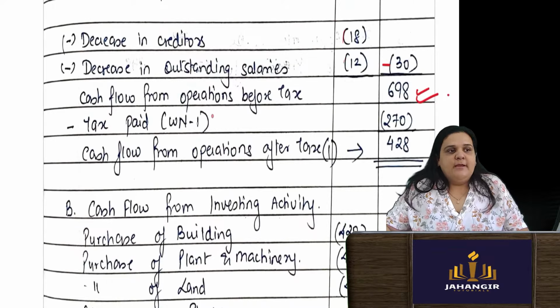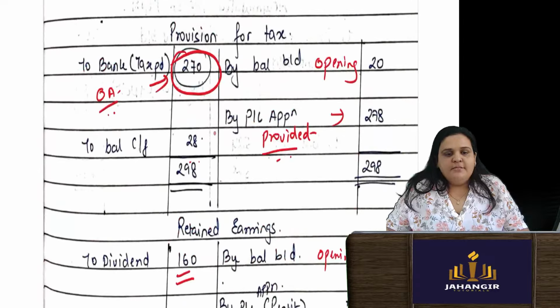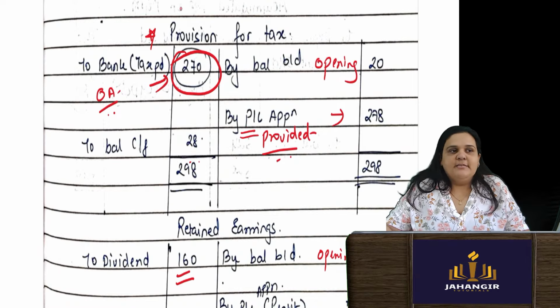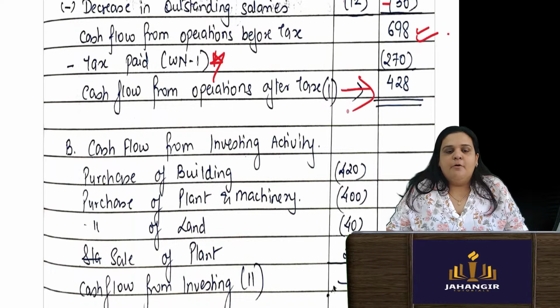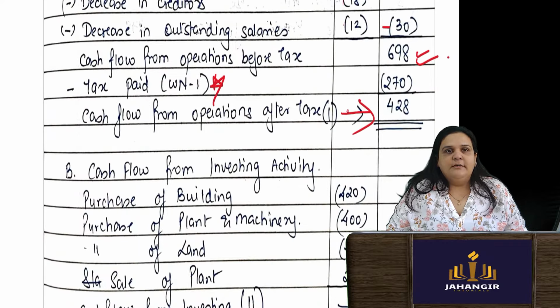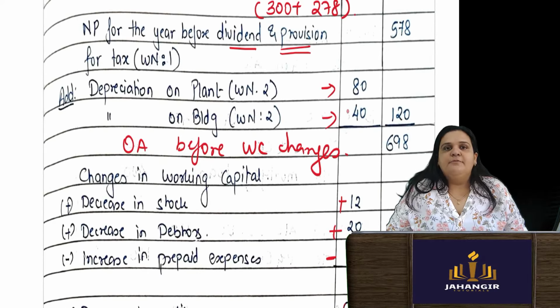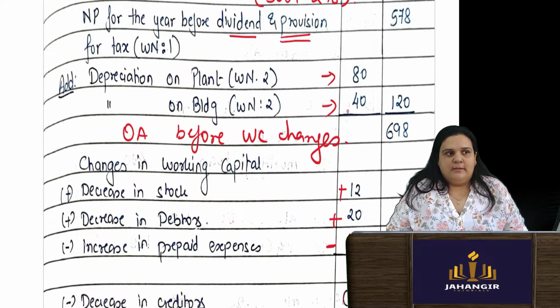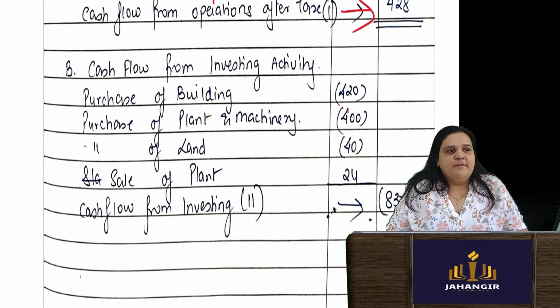Provision for tax, we had made a ledger. From there we got the tax paid amount. See, why did we make this provision for tax account? In order to understand how much is the tax paid. Opening, closing we did. Journal entry, adjustment we did. So the balance will be tax paid 270. So minus 270, I am going to get cash flow from operations after tax. So I start with the net profit for the year before dividend, before tax, before provision, everything. Lastly, I will deduct tax paid.